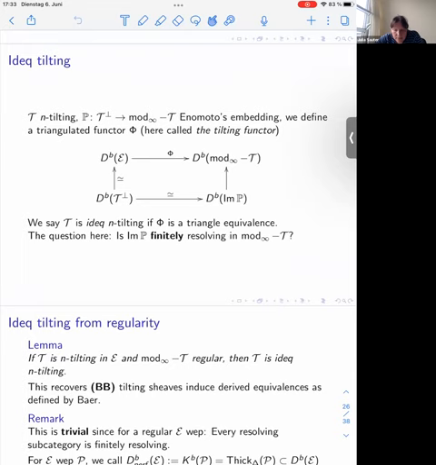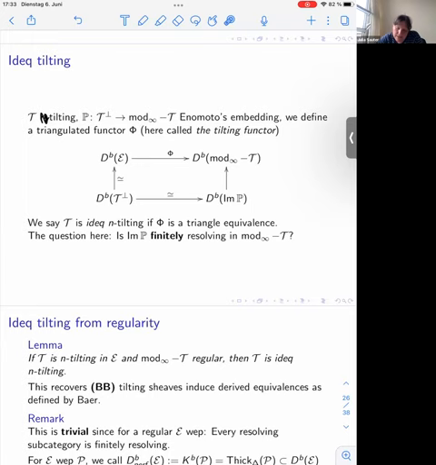But in general, we don't know. So let's come to IDEC tilting. Here it's enough to start with T tilting. You start with T tilting and you look at the functor from Enomoto, because T perp has enough projectives, I can embed it into mod infinity T as a resolving subcategory.